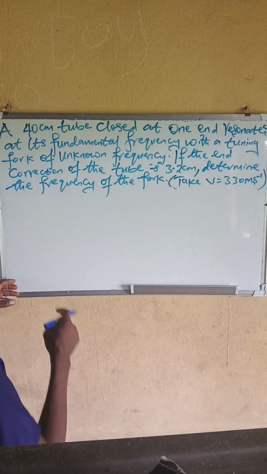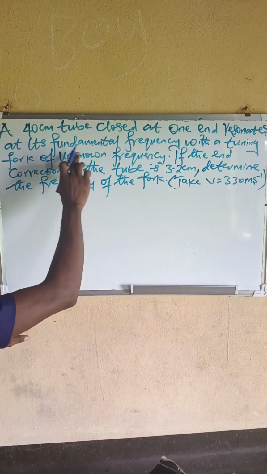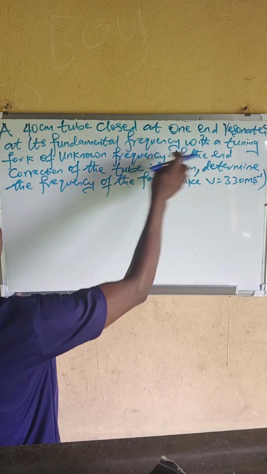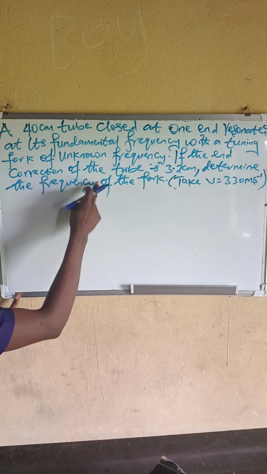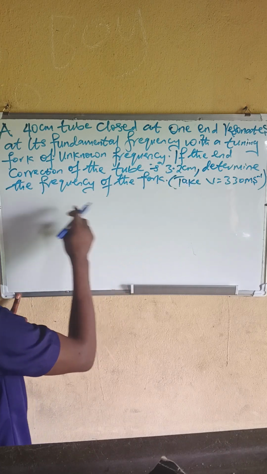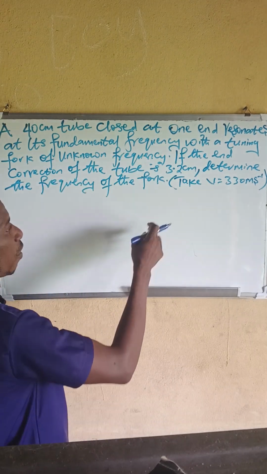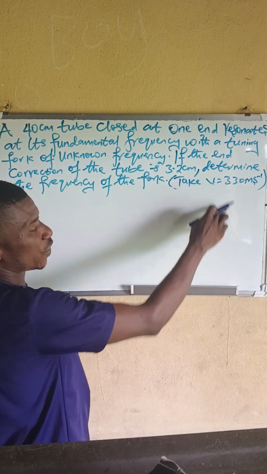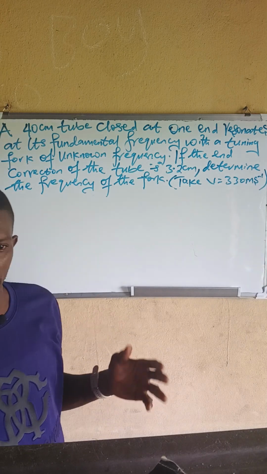Now let us see. A 40 cm tube closed at one end resonates at its fundamental frequency with a tuning fork of unknown frequency. If the end correction of the tube is this, determine the frequency of the tuning fork. Now, the speed of sound in air is given as 330 meters per second. So what do we do now? We have to draw the diagram.